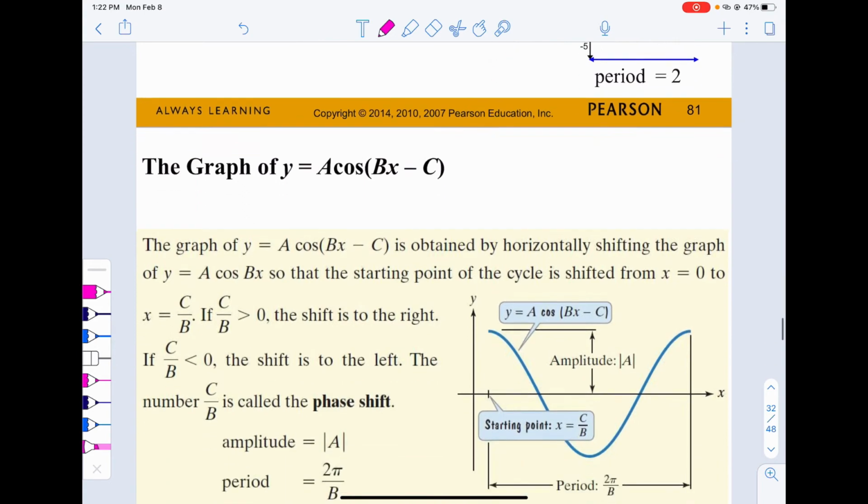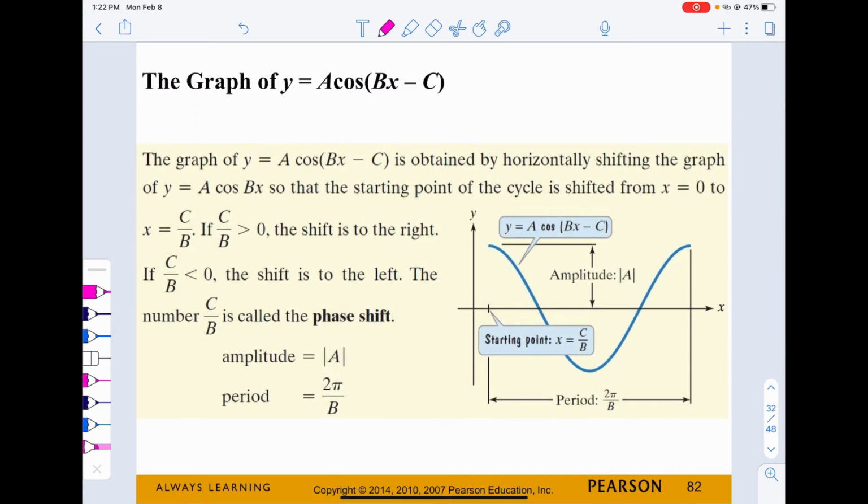Let's try another. What happens when we add on to our y equals a cosine of bx minus c? What happens when we get into that phase shift? Again, if you remember, we said we take that bx minus c, set that equal to 0. So that means your bx was equal to c, and x is equal to c divided by b. That's going to give you what that phase shift is. So what point are we starting at for the beginning of that cosine function?